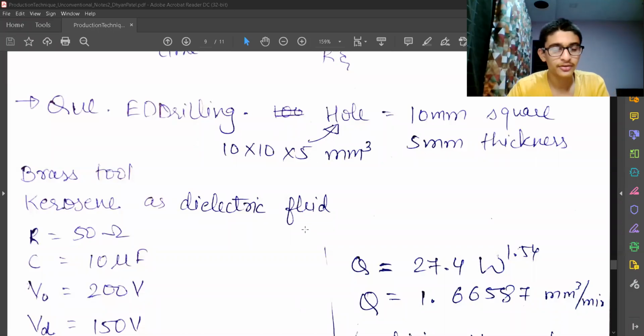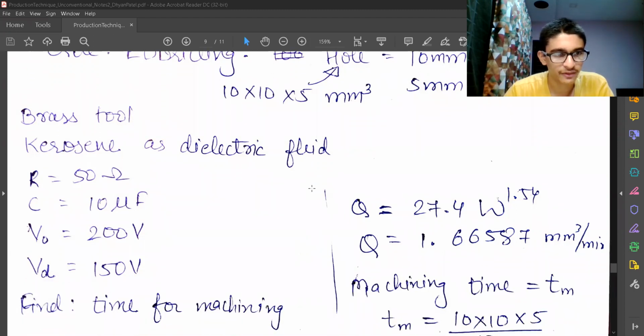So let's look at a numerical question of electrodischarge machining. In this question, we are given an electrodischarge drilling process, and we are drilling a hole of 10 by 10 mm square, and the thickness is 5 mm. We are given a brass tool and kerosene as the dielectric fluid.